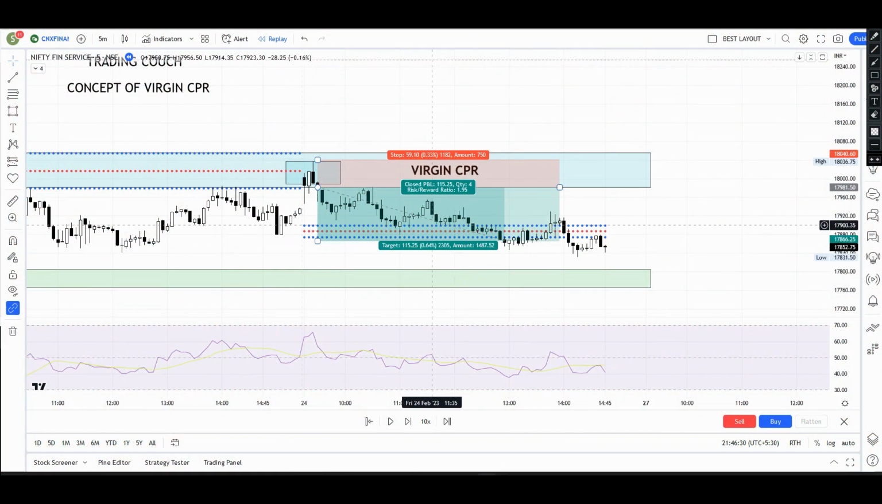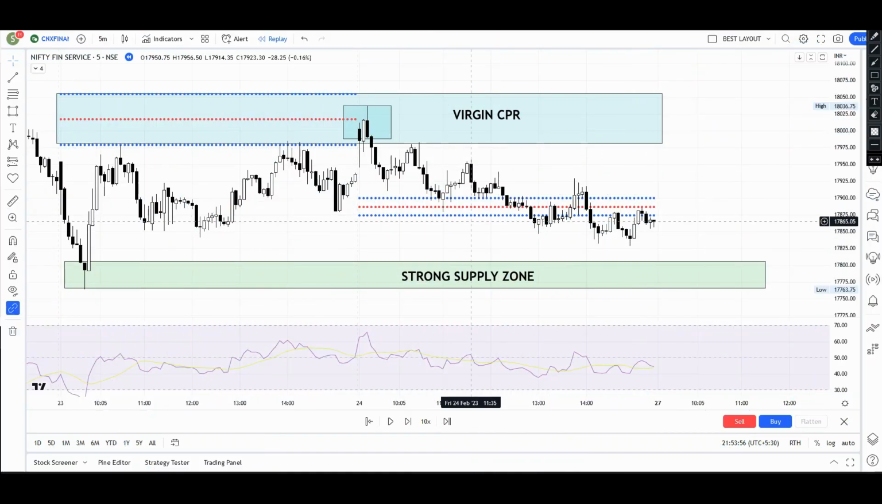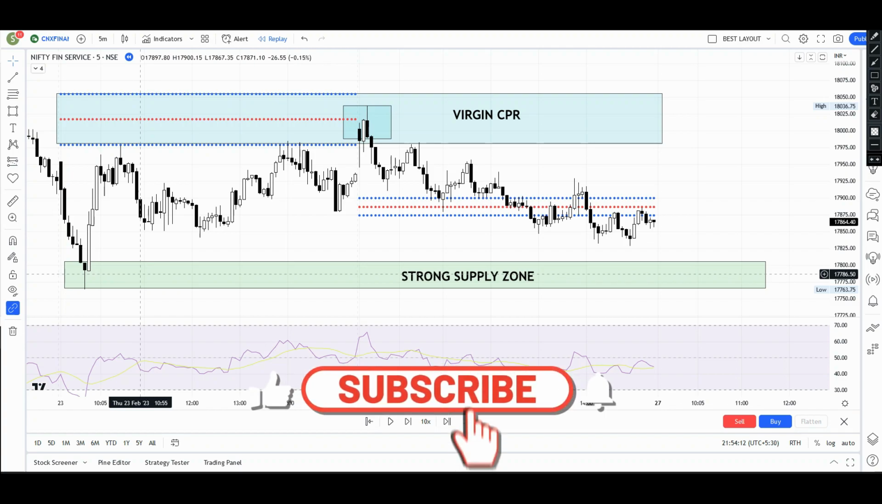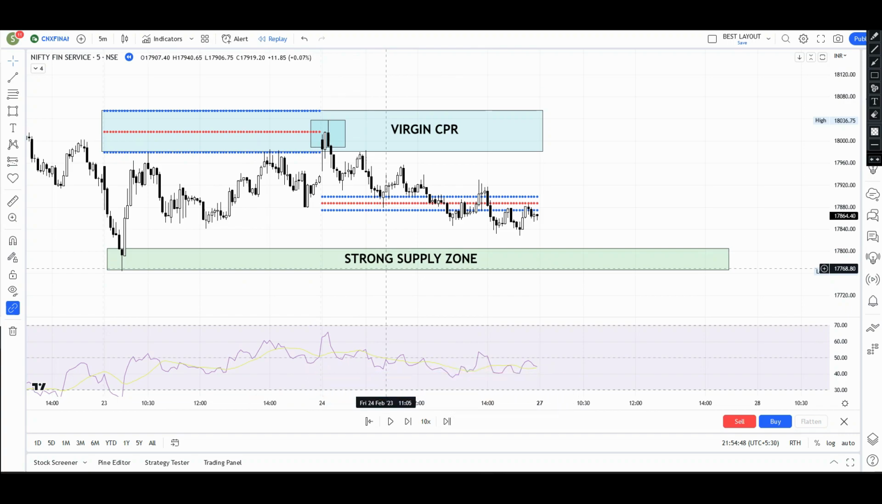So now you can see how easily we could trade by knowing the concept of virgin CPR and the CPR levels. In this entire chart we have marked this strong supply zone. I just want to show you a snippet of how this supply zone will help you get a winning trade. Let's see how knowing this supply zone helped the trader in booking a profitable trade.